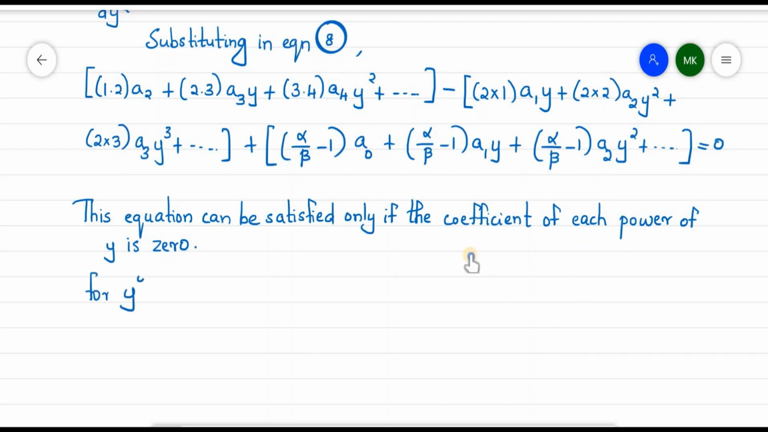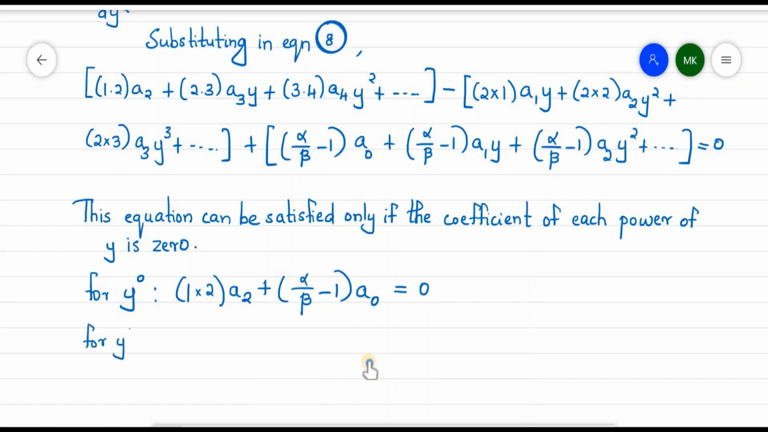So for y raised to 0 term, y raised to 0 means 1. So pick out the terms in which there is no y. So for y raised to 0, the coefficient is the first one. Here we have 1 into 2 into a2. Now the other term that does not contain y is alpha by beta minus 1 into a0. Write down that term: 1 into 2 into a2 plus alpha by beta minus 1 into a0 equals 0.